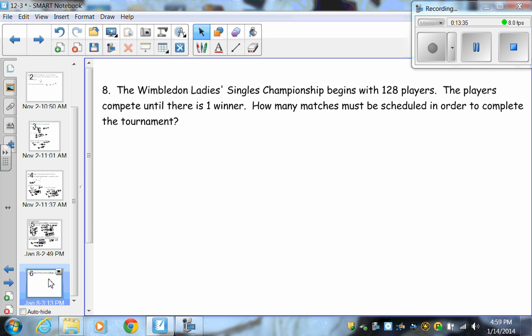Last example, try this one for yourself. It's just like example 6. So pause the video, try it for yourself, see if you understand it, and then come back and watch the video to see if you have it right.